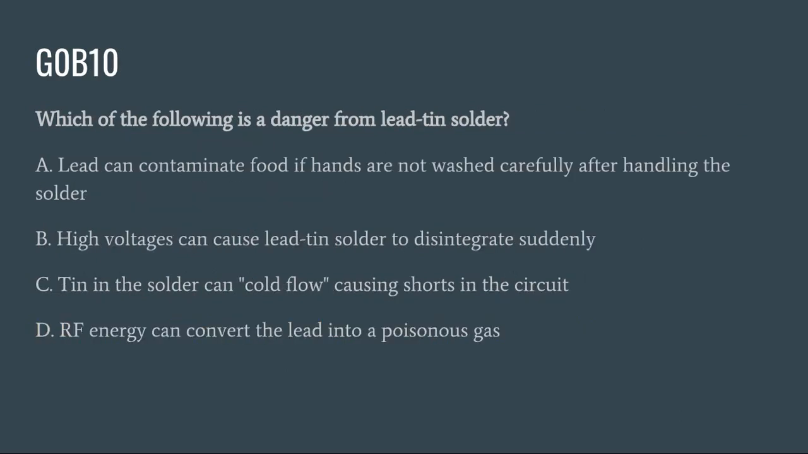G0B10. Which of the following is a danger from lead-tin solder? A. Lead can contaminate food if hands are not washed carefully after handling the solder. B. High voltages can cause lead-tin solder to disintegrate suddenly. C. Tin in the solder can cold flow, causing shorts in the circuit. Or D. RF energy can convert the lead into a poisonous gas. Correct answer is A. Lead can contaminate food if hands are not washed carefully after handling the solder.